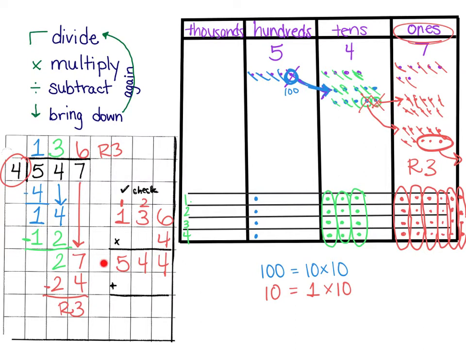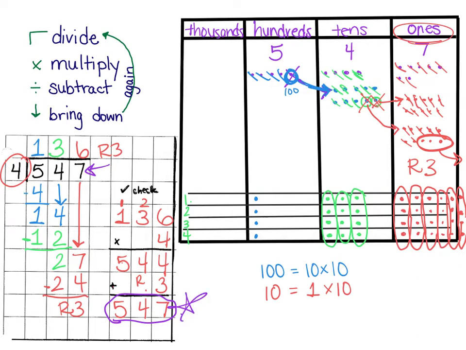544. Now that is not equal to this because we still have to add our remainder of 3. So we're going to add our remainder of 3. So don't multiply here. You have to remember now we are adding. So 4 plus 3 is 7. And 4 plus 0 is 4. And 5 plus 0 is 5. So here's our answer, 547. And that is the same as this. So our answer is correct.